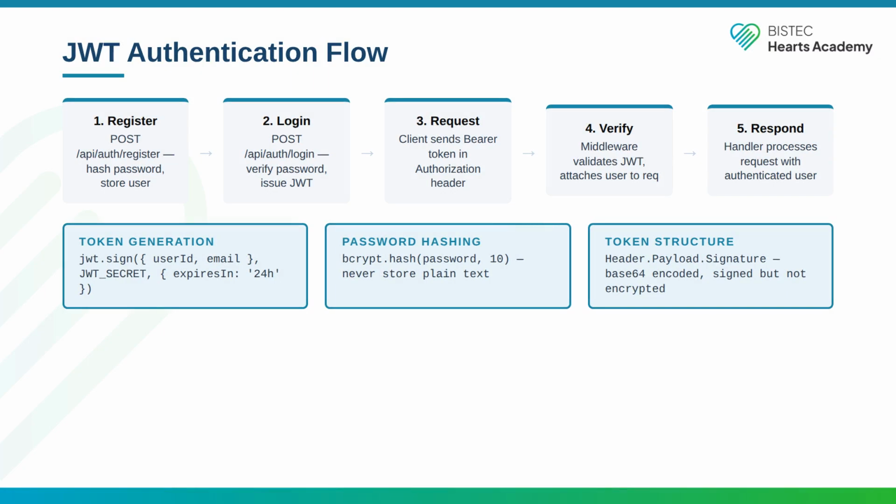Let's walk through the complete authentication flow step by step. Registration: the client sends email, password, and name to POST /api/auth/register. You validate the input, hash the password with bcrypt, store the user, and return success. Login: the client sends email and password. You look up the user by email, compare the submitted password against the stored hash using bcrypt compare, and if it matches, generate a JWT token and return it.